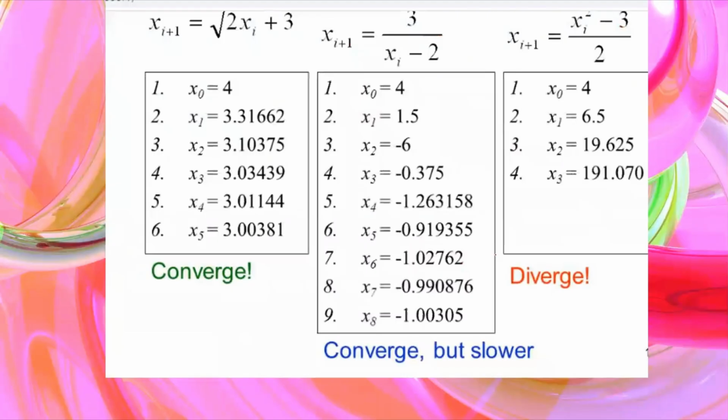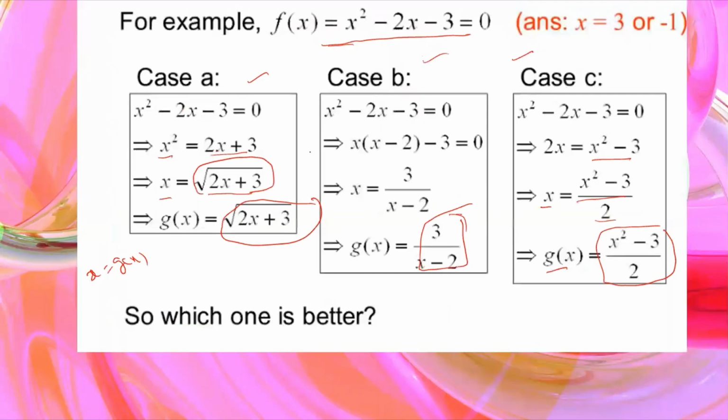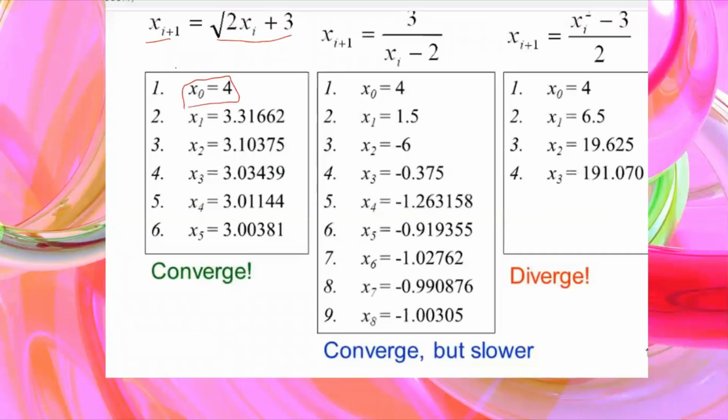See, in this one, I am taking the initial approximation as 4. x naught is equal to 4, and go on substituting in this. Xi plus 1 is equal to root 2xi plus 3. That is your first case. So g of xi will become root 2xi plus 3. Suppose we take x naught is equal to 4. Substitute in this equation. Root 2 into 4 plus 3, that is root 11. You will get 3.31662.